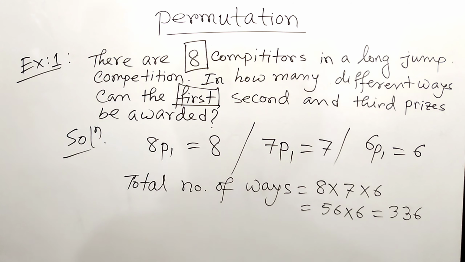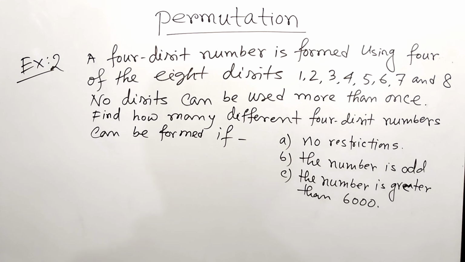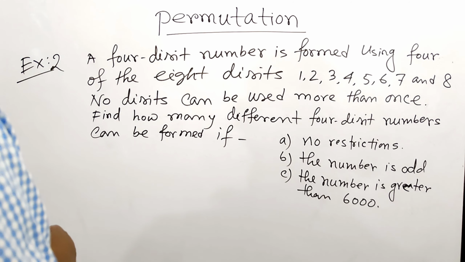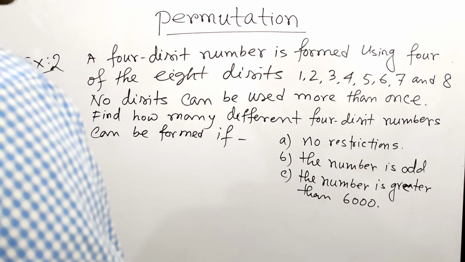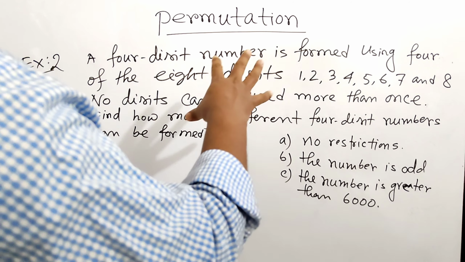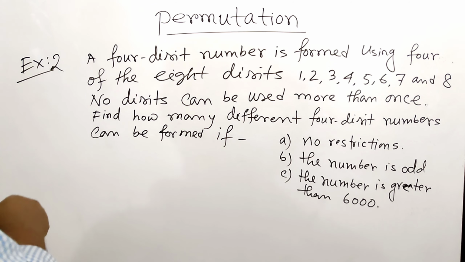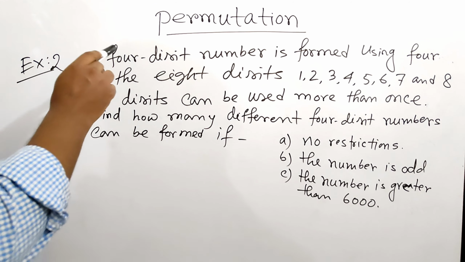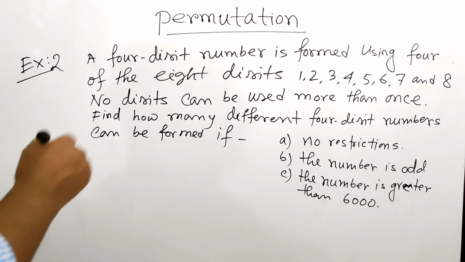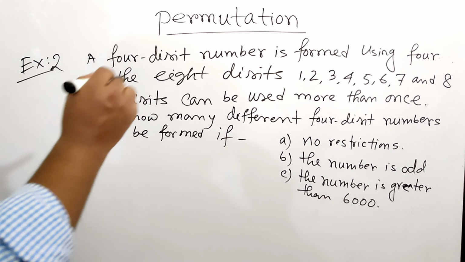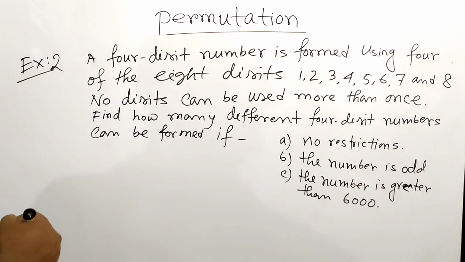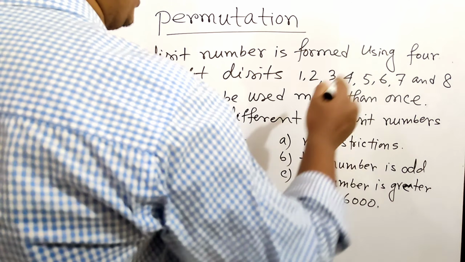Now I'll show more examples. Now look at the second example. Everyone should try to concentrate on this example. If you can understand this example, you can solve any example like this, and this is so important for your exam. Look at the second example: a 4-digit number is formed using 4 of the 8 digits, that is, there are 8 digits given, 1, 2, 3 up to 8.